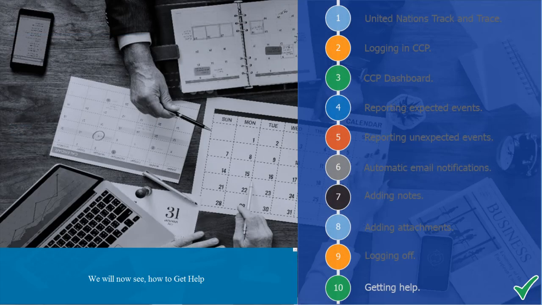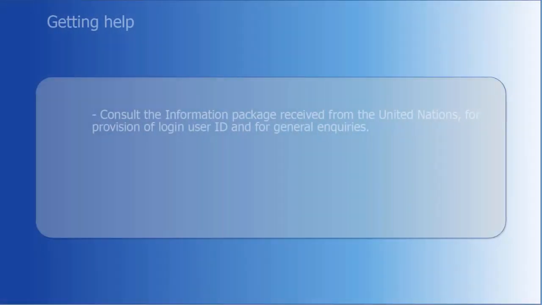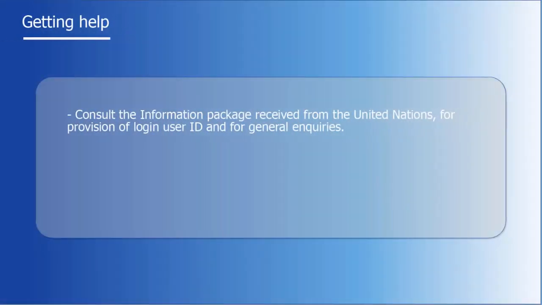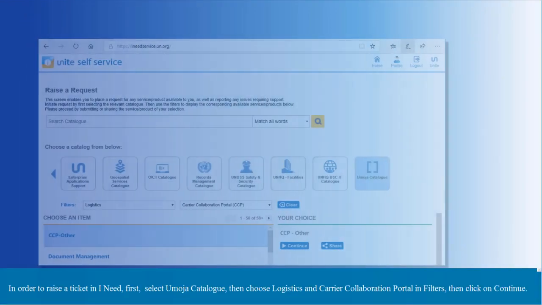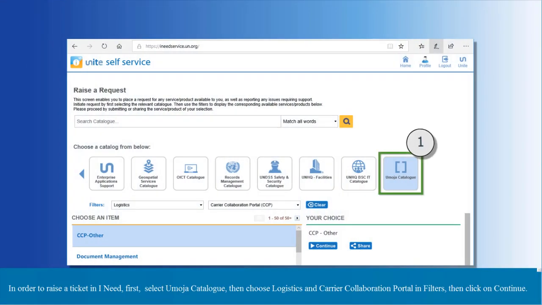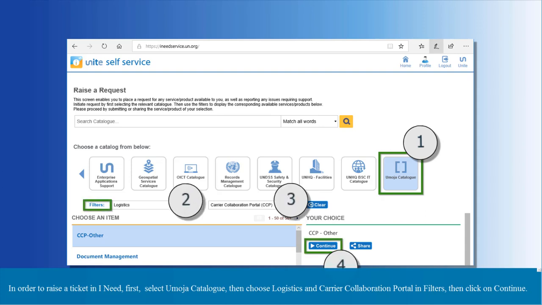We will now see how to get help. Consult the information package received from the United Nations for provision of login user ID and for general inquiries. You can also visit the link now displayed on the screen for trainings, frequently asked questions, and more. In case of technical problem, raise a ticket at ineed.service.un.org. In order to raise a ticket in iNeed, first, select UMAJAR Catalog, then choose Logistics and Carrier Collaboration Portal in Filters, then click on Continue.